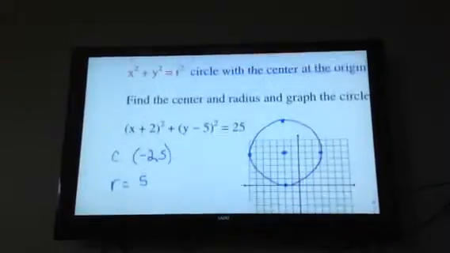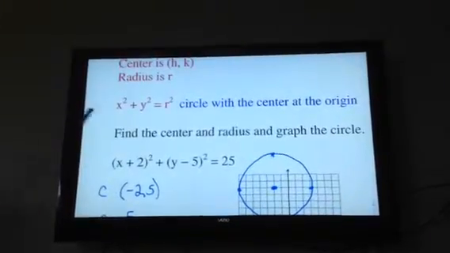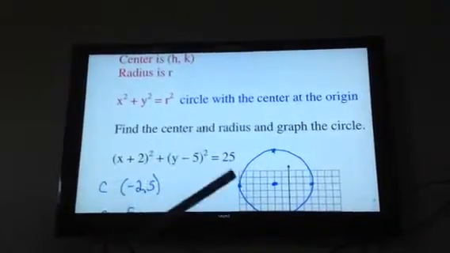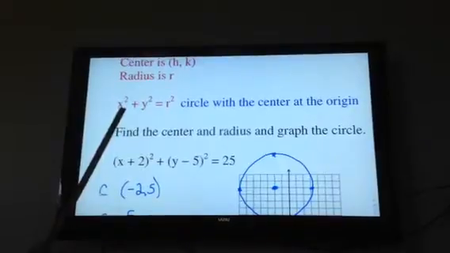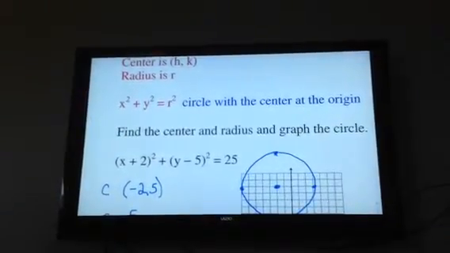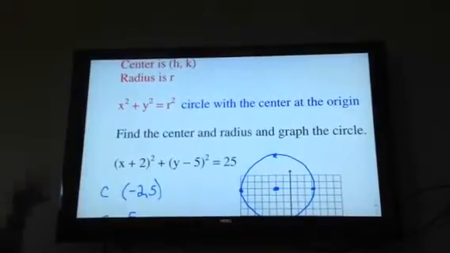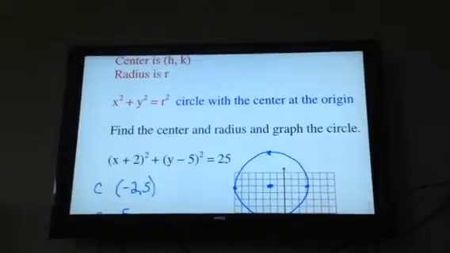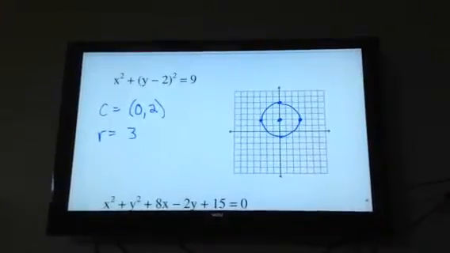So if we go back up to our notes here, this is where you have a circle whose center is at the origin. The origin is 0, 0. So there's no parentheses. That would be like saying x minus 0. There's no number there. I can make it x minus 0, which makes that coordinate, the h or the k, a 0. So since there's no parentheses there, no number, that would mean my h is a 0. Okay?